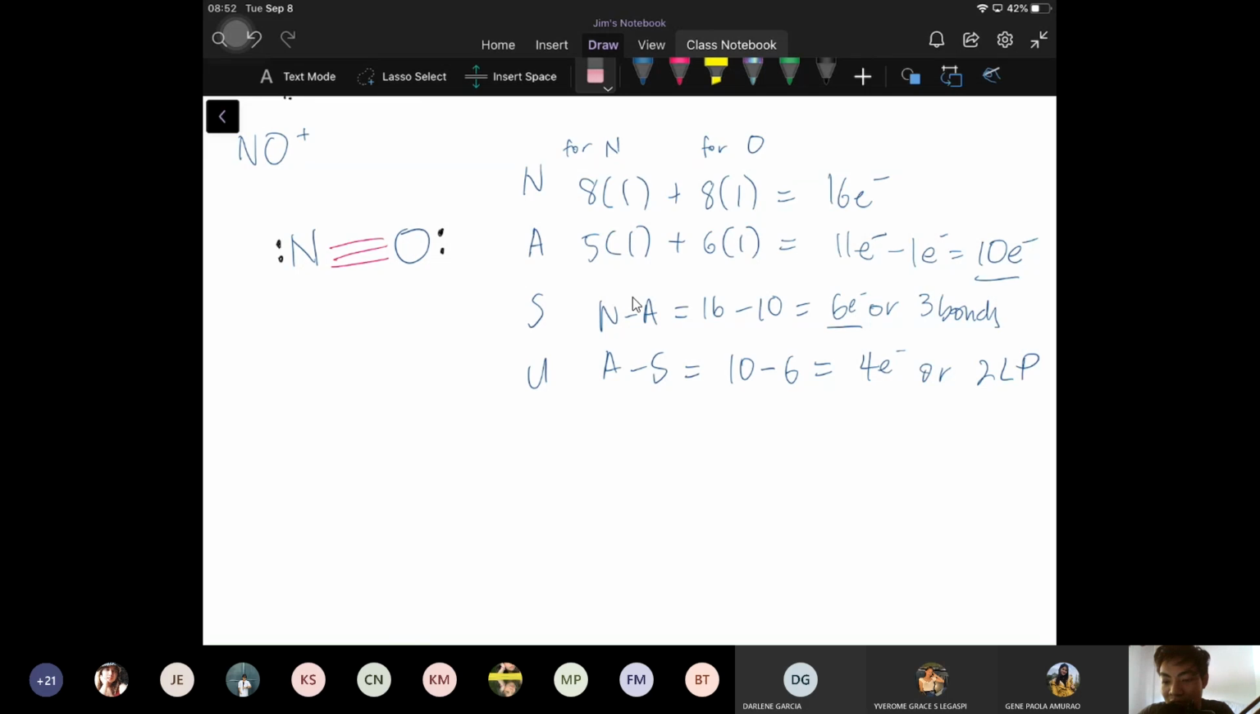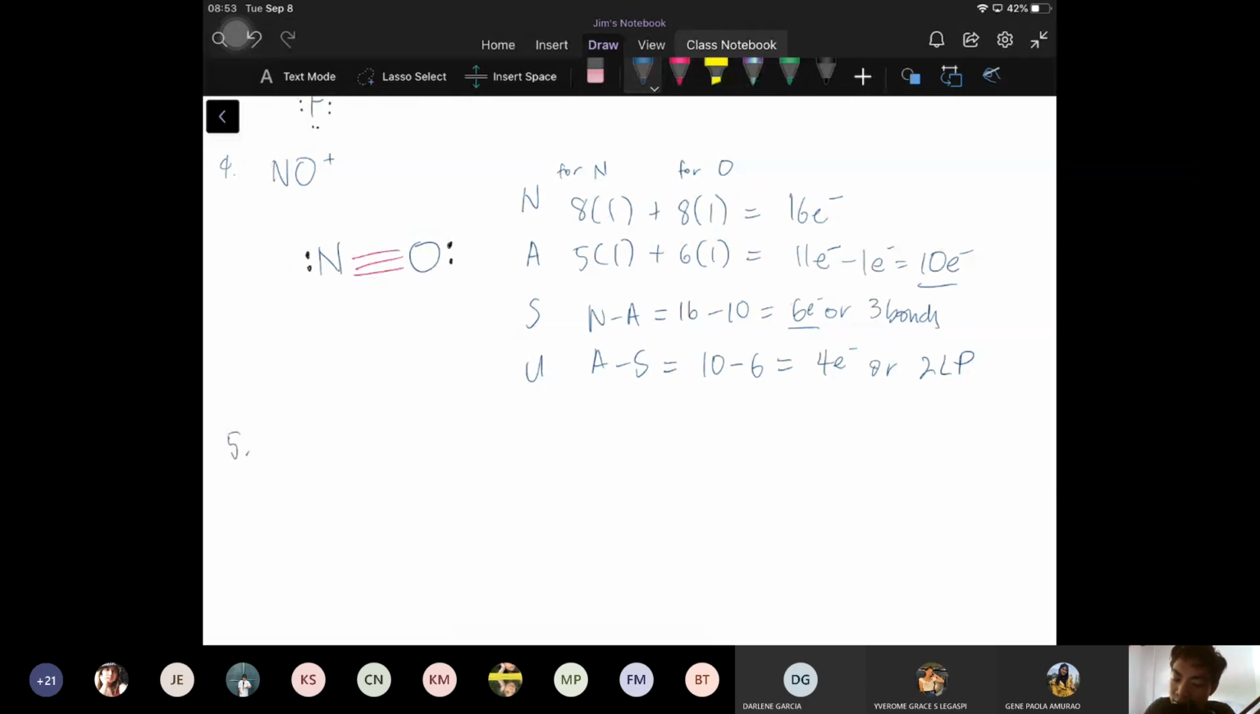So, ano yung advantage uli ng NASO Rule? We can account for the charges. If your molecule is positive in charge, you have to deduct that positive charge dito sa available. If your molecule is negatively charged, you have to add the extra electrons dito sa available. So, yan yung good thing with the NASO Rule. You can draw structures of charged particles na madali, no? Easy lang yung pag-draw.